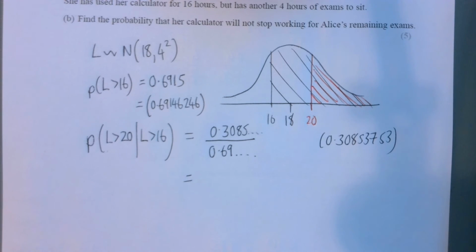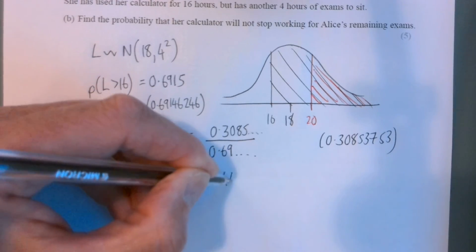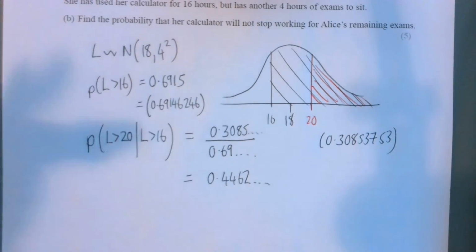Sorry, I've typed that in wrong. I missed out the 6. I get 0.4462, which at last I can now store in my calculator memory. Now, that's the probability that one of the 4 batteries lasts to 20 hours if it's already lasted 16 hours.